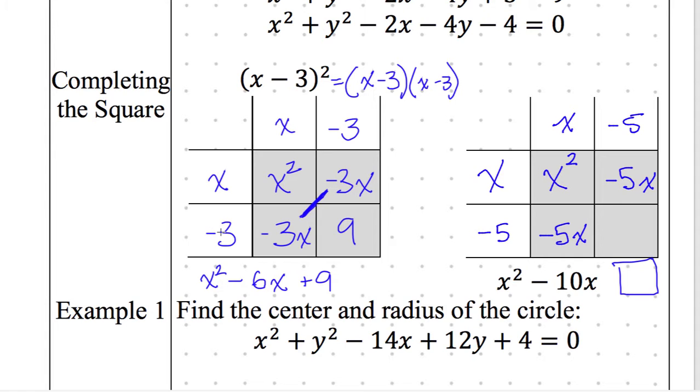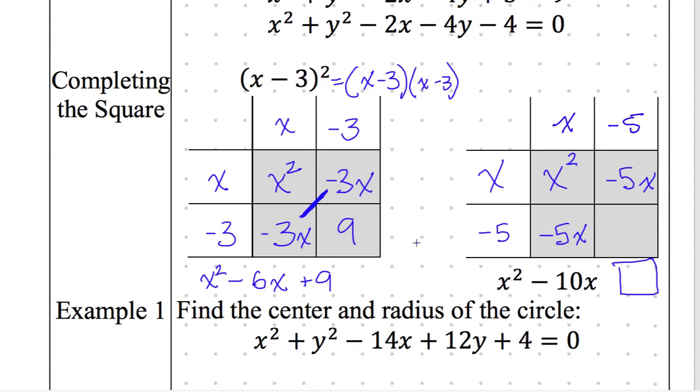Yes, so the general rule of thumb here is take this negative 10x and divide it by 2. That's what's going to be in the bottom left of the gray square and the top right of the gray square. Just divide it by 2, because you need to evenly distribute those x terms, just like this negative 6 was evenly distributed between those negative 3's.